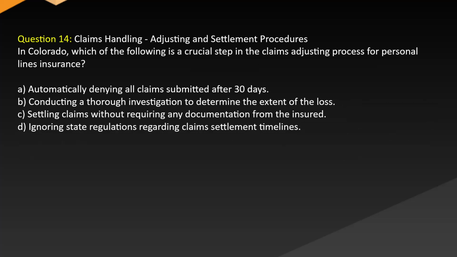Question 14. Claims handling, adjusting and settlement procedures in Colorado. Which of the following is a crucial step in the claims adjusting process for personal lines insurance? A. Automatically denying all claims submitted after 30 days. B. Conducting a thorough investigation to determine the extent of the loss. C. Settling claims without requiring any documentation from the insured. D. Ignoring state regulations regarding claims settlement timelines.